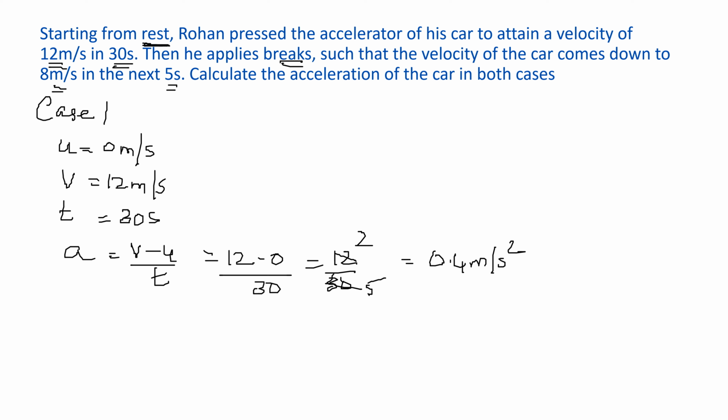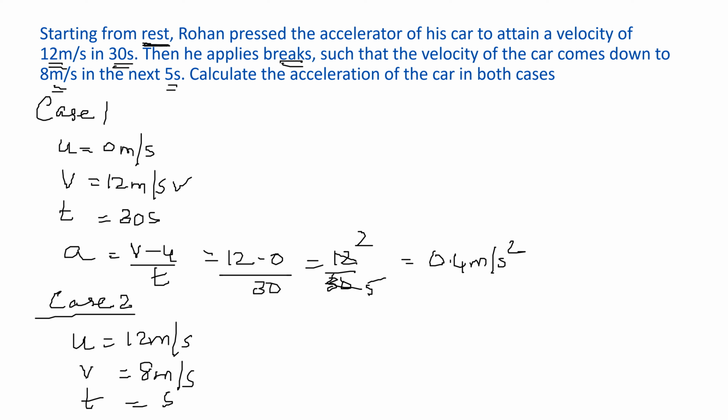And then he applies brakes. So when he applies brakes, the velocity will come down, and it is given that the velocity is 8 meter per second. So remember, now the car is moving at a velocity of 12 meter per second. So when you take case 2, the initial velocity is 12 meter per second, and after applying the brake, velocity reduces to 8 meter per second, and the time taken is 5 seconds.